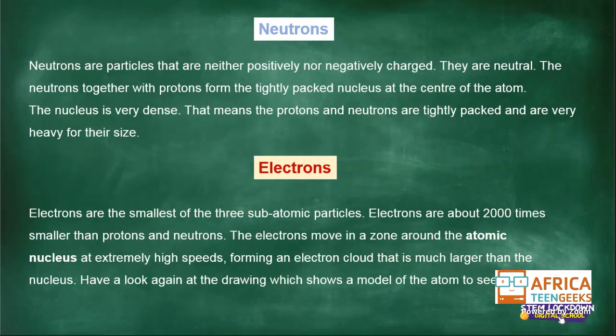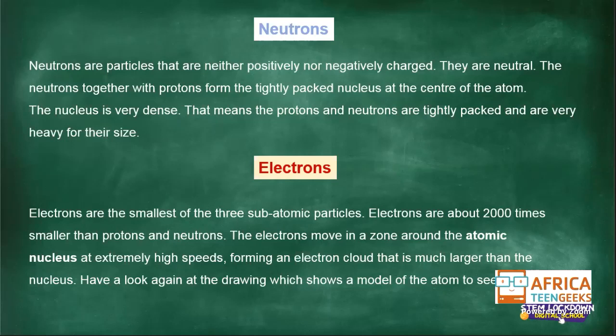Now, I'll explain electrons again. Electrons are the smallest of the three subatomic particles. They are about 2,000 times smaller than protons and neutrons. Electrons move in a zone around the atomic nucleus at extremely high speeds.